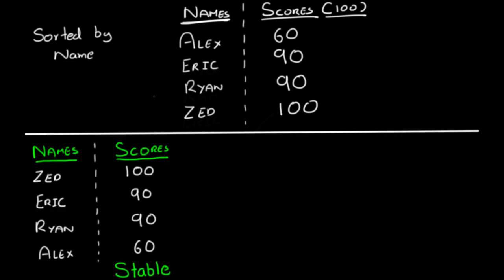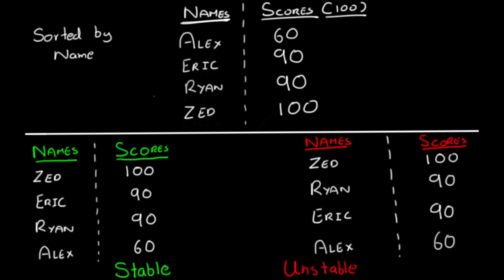In our stable sort, we first have Zed, who scored 100. Then we have Eric, who scored 90. Then Ryan, who also scored 90. And then finally, we have Alex, who scored 60. Even though we changed our table, you can notice that Eric and Ryan still hold the same order as the parent table. In the parent table, Eric comes first and then comes Ryan. This is the same positioning in our stable sorted table, where Eric comes first and then comes Ryan.